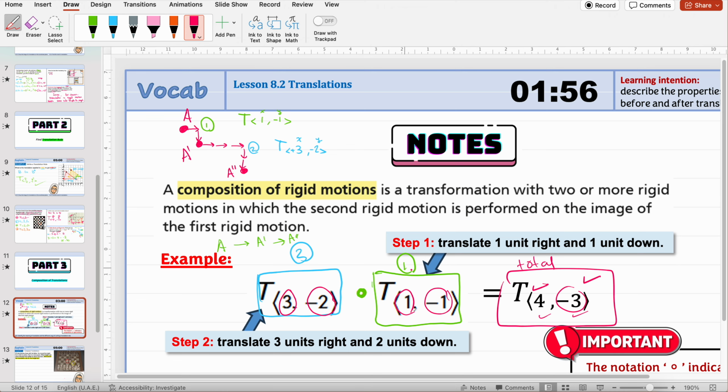And you need to know that the order is from last to first. So I will write the second one, then the first one. If I have 3 translations, I write the third one, second one, then first one, okay?